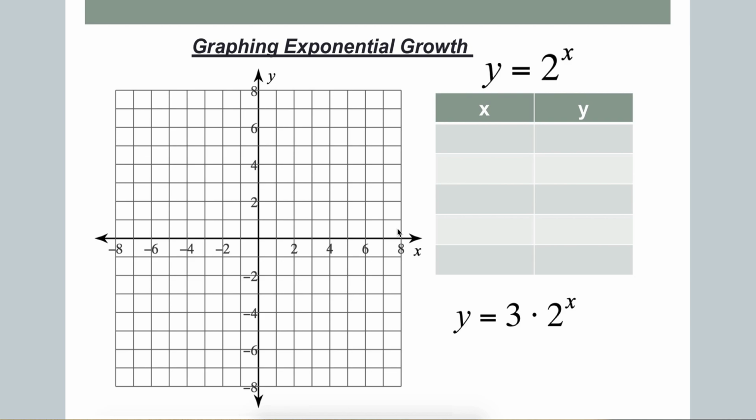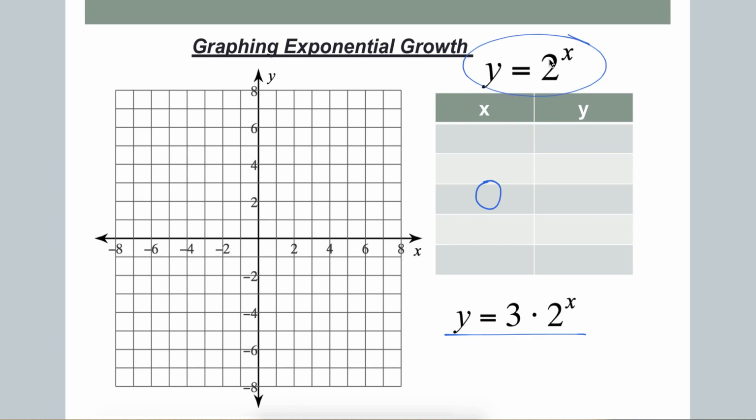So just like any graph, if we want to see kind of what it's doing, we can always plot points. So that's what I'm going to do. I'm going to start out, I'm going to pick 0 for x, and then calculate what our y value would be. We're going to get to this part in a little bit, but right now we're calculating values for y equals 2 to the x.